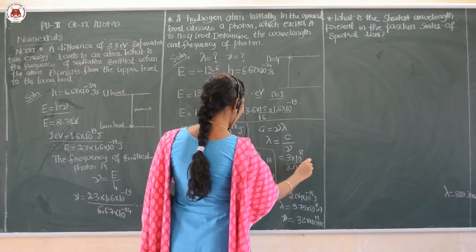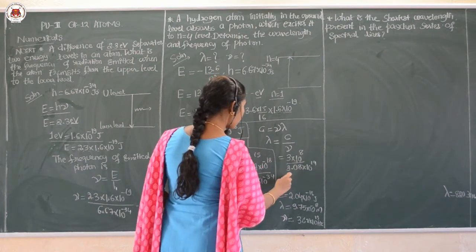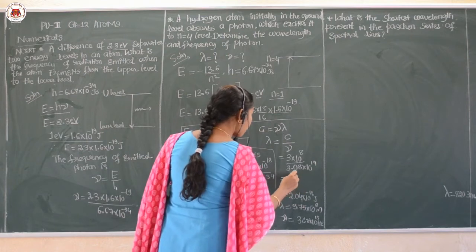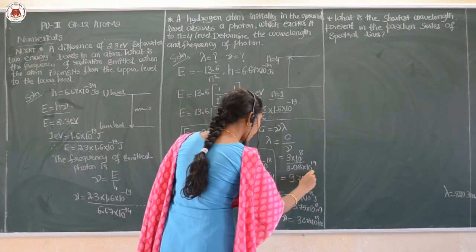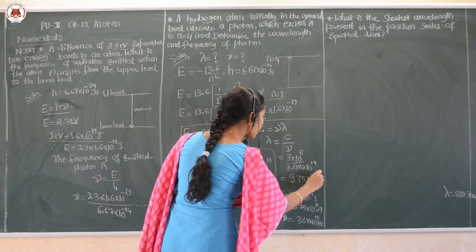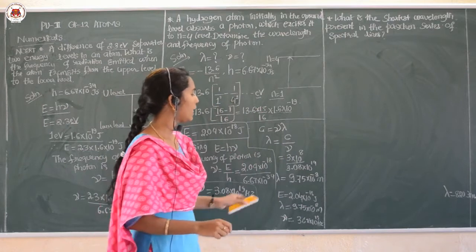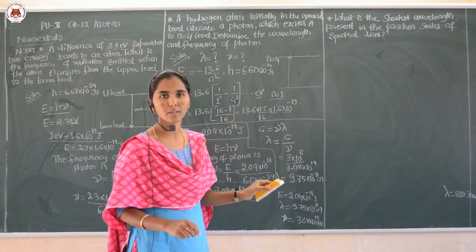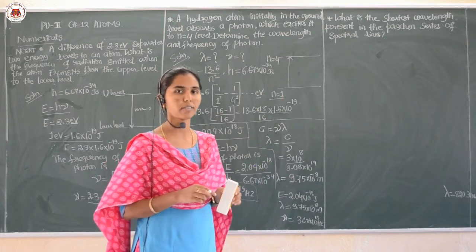Then 3.08 into 10 to the power 19 here. When you simplify this, our answer may come in the form of 9.75 into 10 raised to minus 8 meter. I hope the numerical is clear to you all, dear student, right.